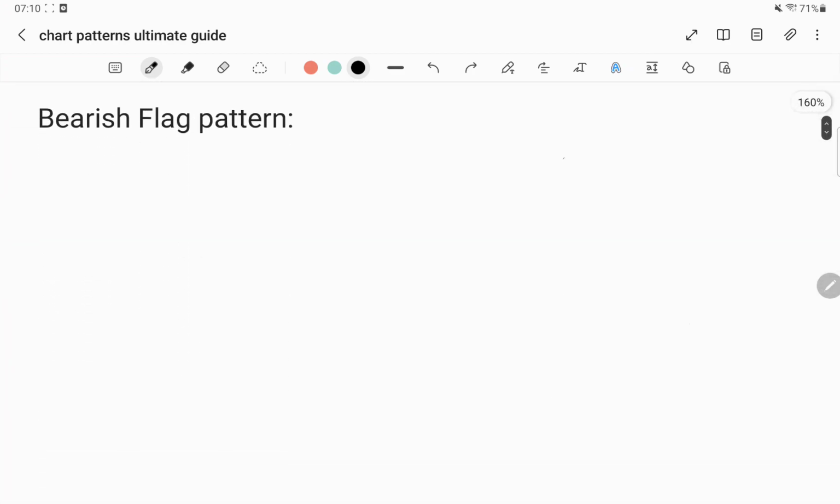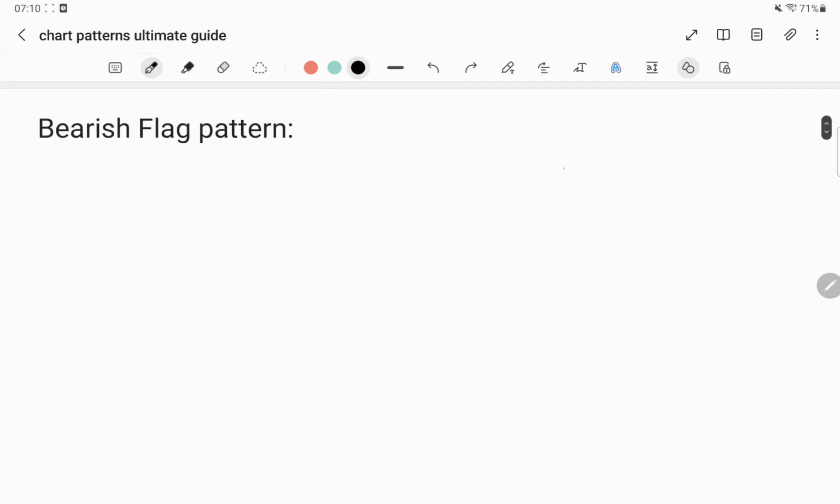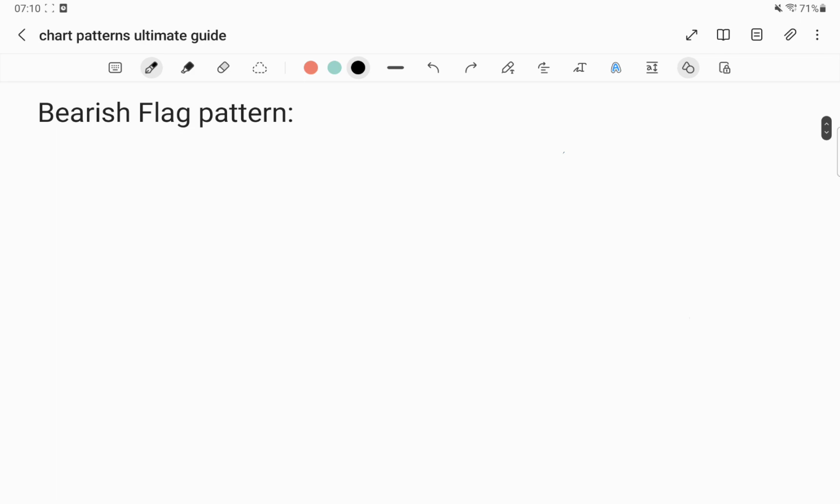So this is a bearish flag pattern. Bearish flag patterns can come in a lot of different forms. They don't always have to be the same, because you can get different names for them. A lot of people call them pennants, you got the normal flag where it trades sideways, but I'll show you most of them that you can actually get.